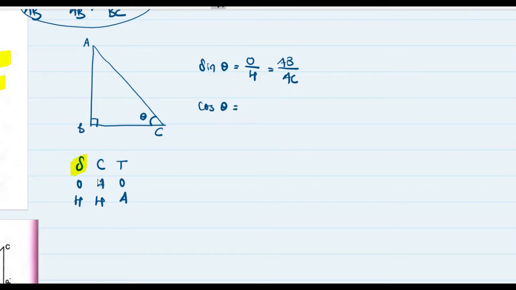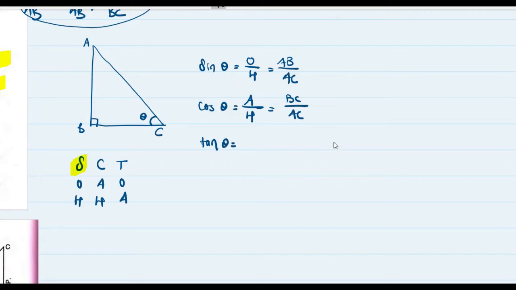Okay, the next trigonometrical ratio is cos theta. Cos theta is adjacent upon hypotenuse. So we have adjacent upon hypotenuse, A by H. What is the adjacent side to theta? The reference angle is theta, and the adjacent side to theta is BC, and the hypotenuse is AC.